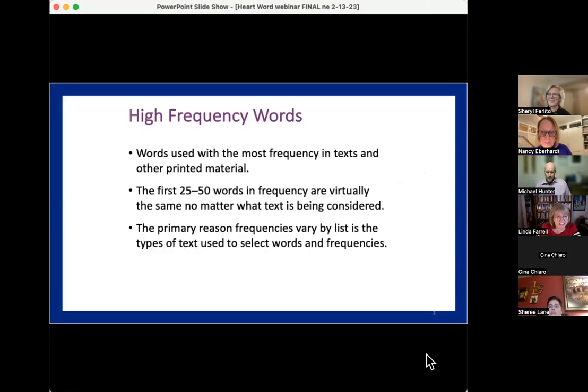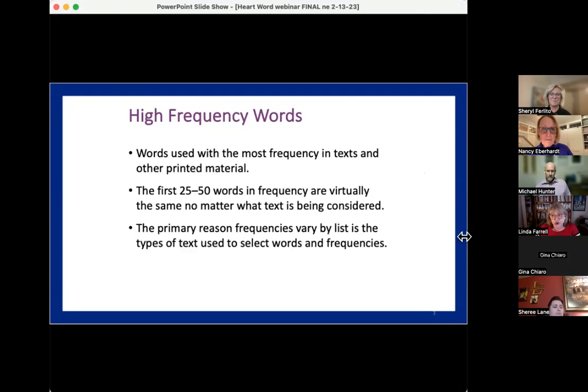I will do it. We're going to start with high frequency words. And the high frequency words are literally the words that are used the most frequently in texts. And people have studied these. Different people study them, different people use different materials, and that's why we have different high frequency word lists.